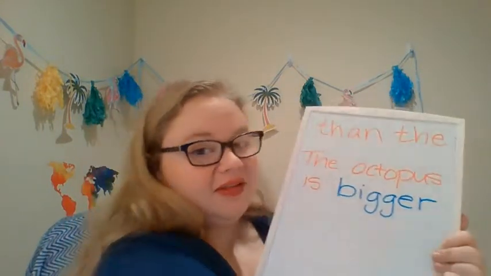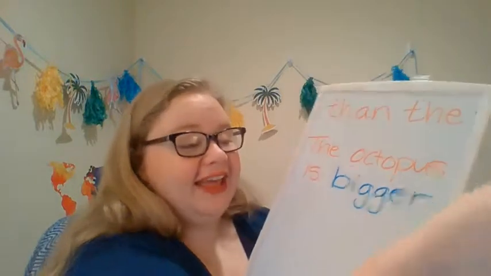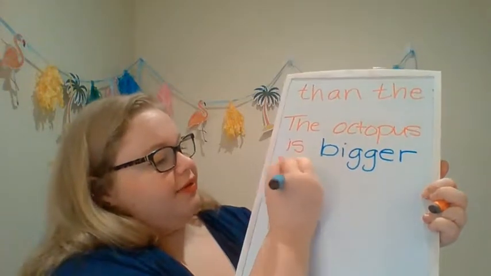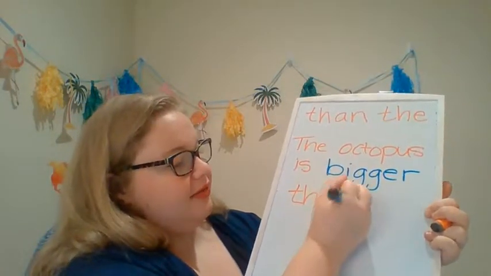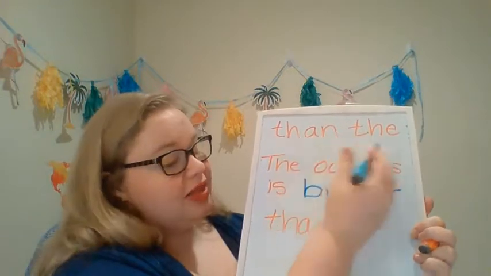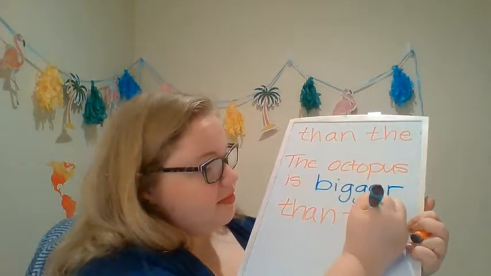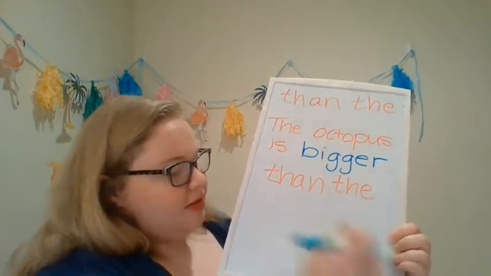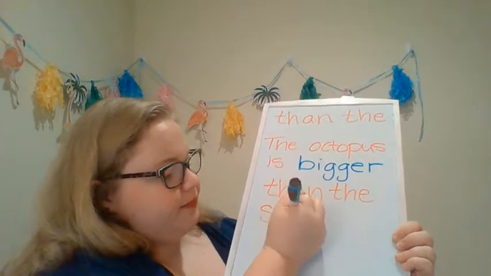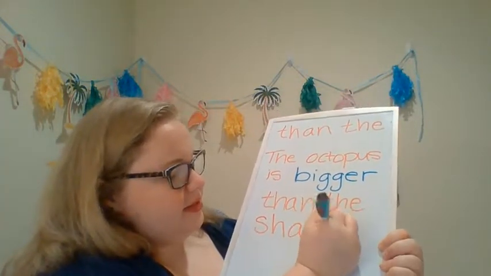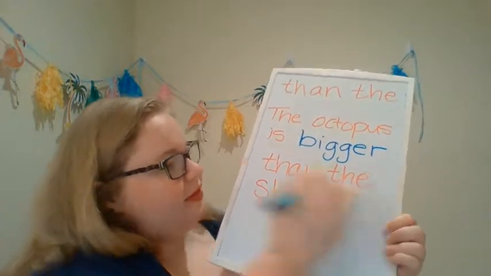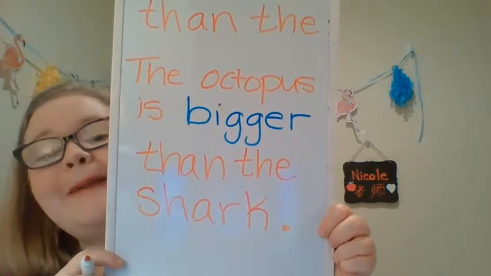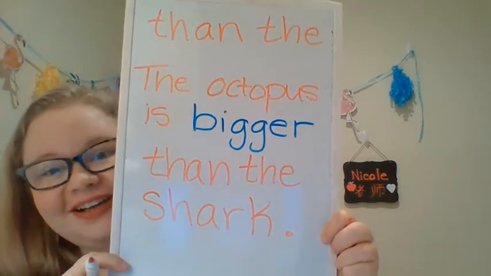Bigger than, yes, we have bigger than, right? So we have than the, and the shark. Yes. Nicely done, students. Put our period there. So let's read this sentence together. The octopus is bigger than the shark.